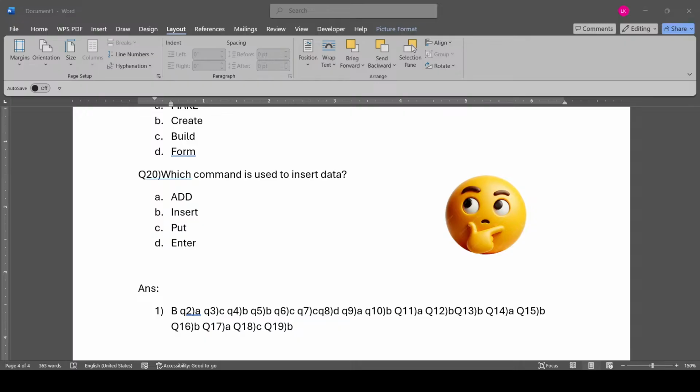Tell me which command is used to insert data. Obviously, to insert the data, the insert command is there. So question number 20B. Okay. Now, question 21 we are going to talk about.